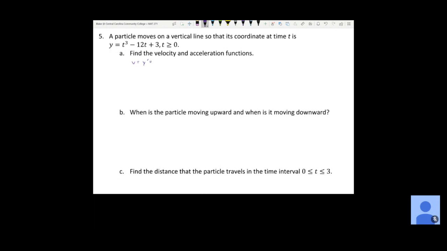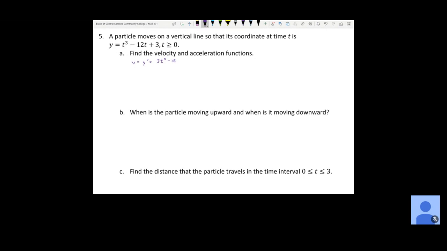All right. What would our first derivative give us if we take the derivative of y? Good. So the first term here is going to give us 3t squared, just using our power rule. And then minus 12t is just going to give us a minus 12. The derivative of the constant, the 3, is just going to give us 0. So there's our velocity function.